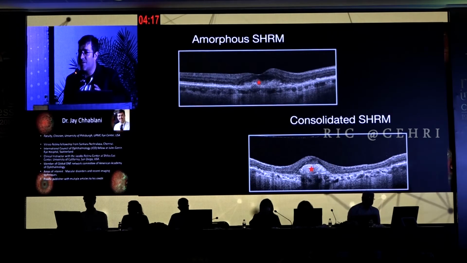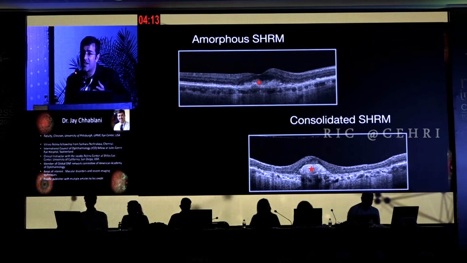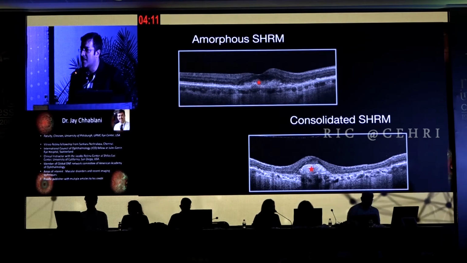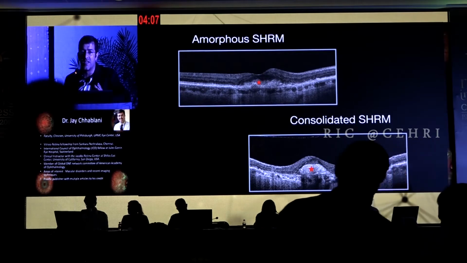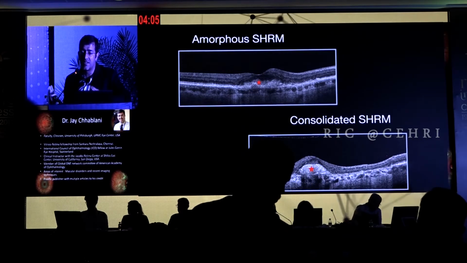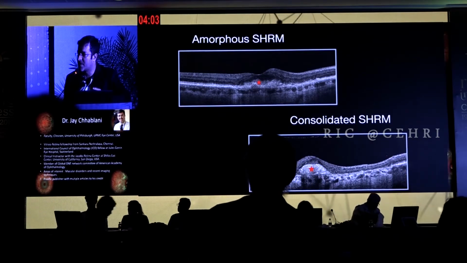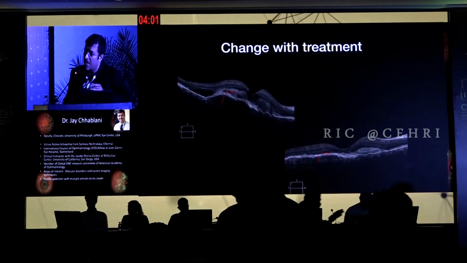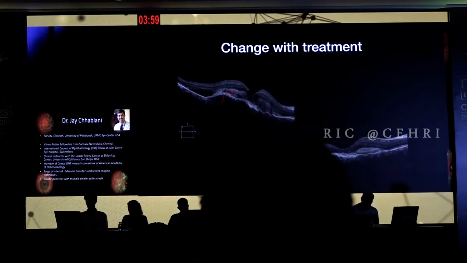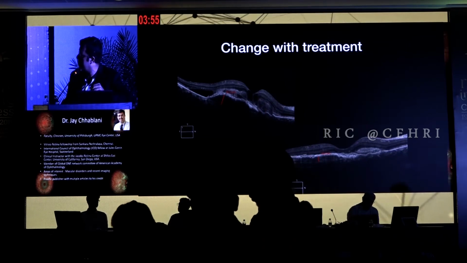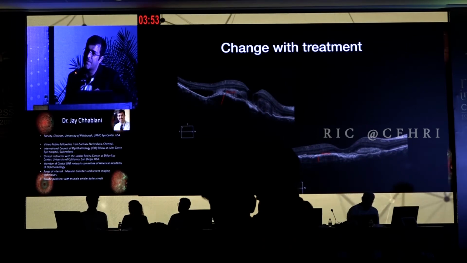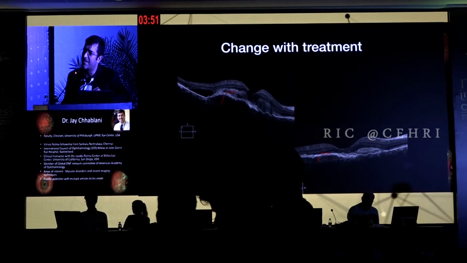We can start talking about whether this is an amorphous SHRM or a consolidated SHRM. As you can see, the bottom picture does show that the margins are much more clear. It looks like this stage is almost like a fibrosis. It does change with the treatment. As you can see here, the SHRM has resolved almost completely at the subfoveal area, but just in the parafoveal area we can still see it.